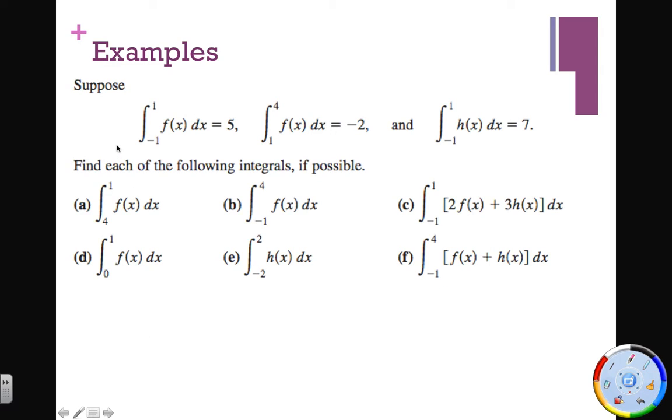All right, what about E? Or sorry, Miss D here. What about D? 0 to 1 of f of x. And I hope you're trying to just think about this. You'll go, well, this is just half of this interval, so it should just be half of this answer. But that's not true. So if that was you, get that out of your head.